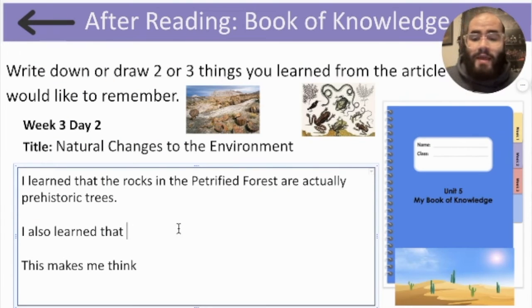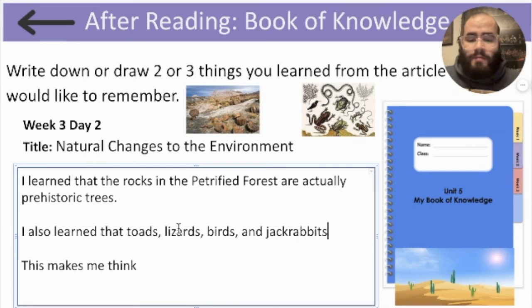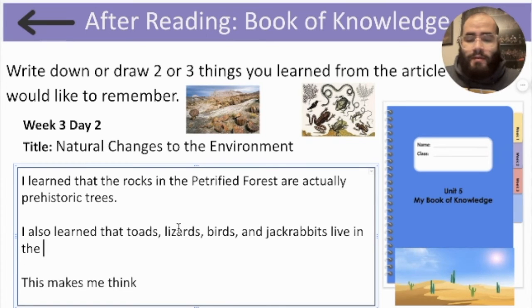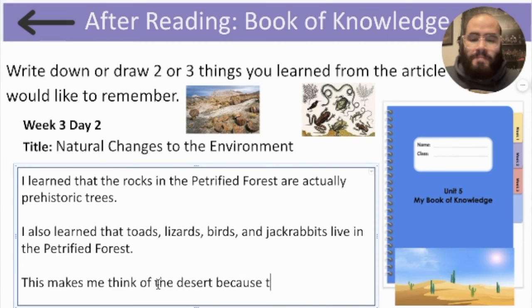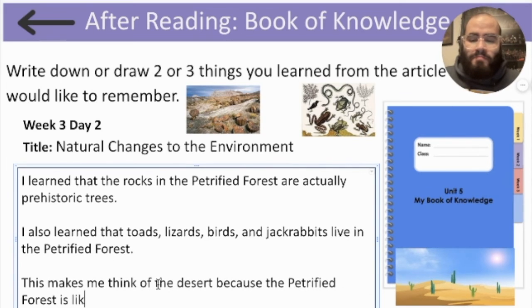I also learned that toads, lizards, birds, and jackrabbits live in the petrified forest. This makes me think of the desert because the petrified forest is like a desert.